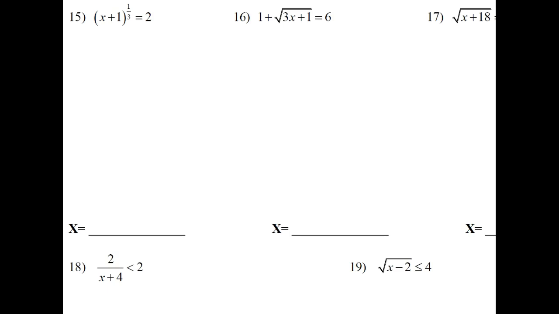All right, plugging away. Number 15, if you're still watching this, I'm amazed. X plus 1 to the 1/3 power equals 2. How do you get rid of to the 1/3 power? What's the inverse of to the 1/3 power? That's to the 3rd power. So I cube both sides. That'll get rid of to the 1/3 power.